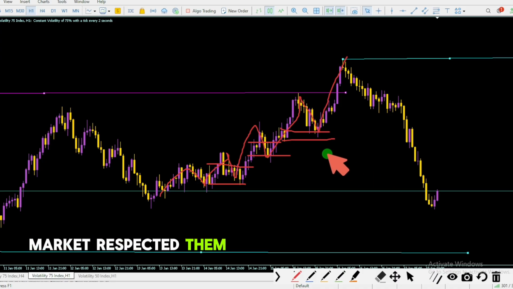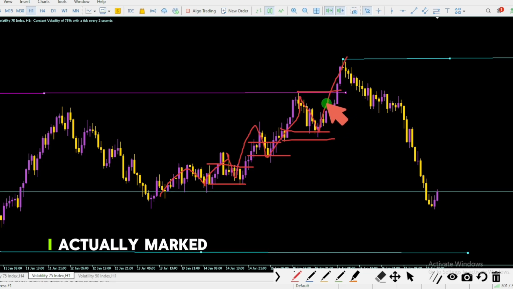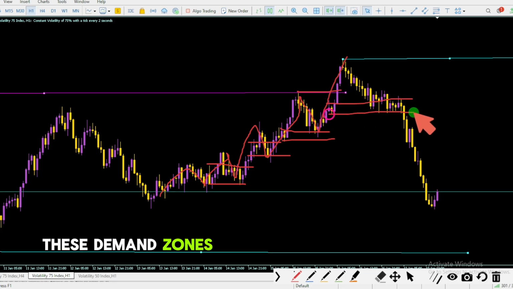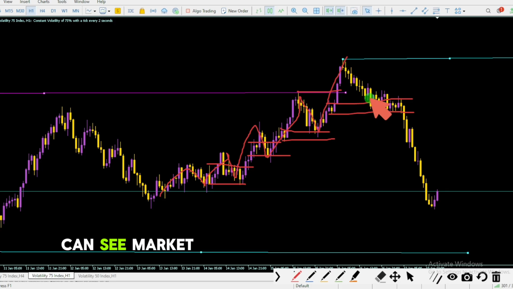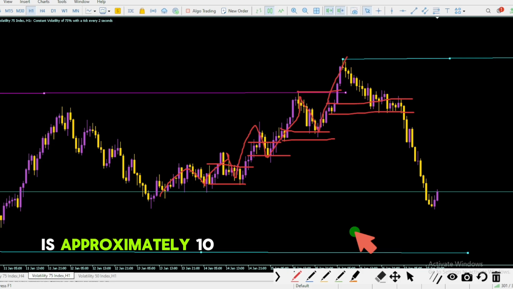You can see those demand zones are just marked. Market respected them. And in my last analysis, after we saw this break of structure to the upside, I actually marked these demand zones. But as you can see, market came there, rejected, came, rejected, came, rejected. It actually kept doing that for a while, and market spent a really good time there. This is approximately 10 hours. For 10 hours, market was battling with this zone right here.